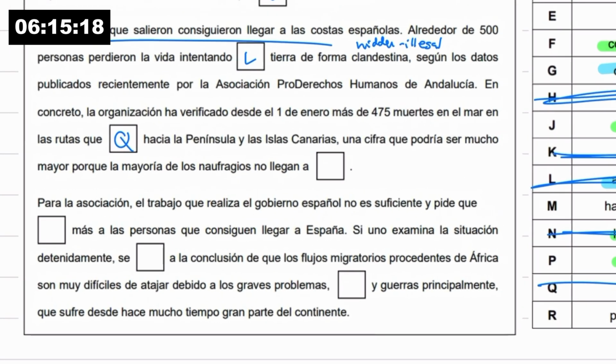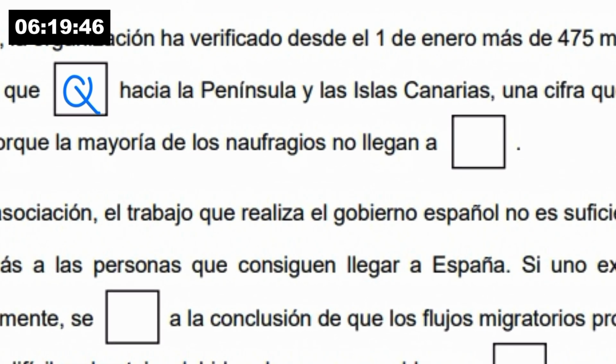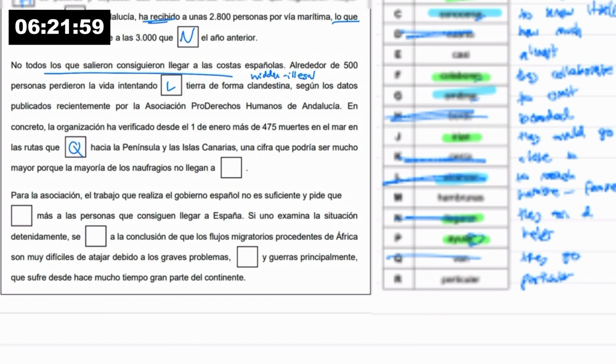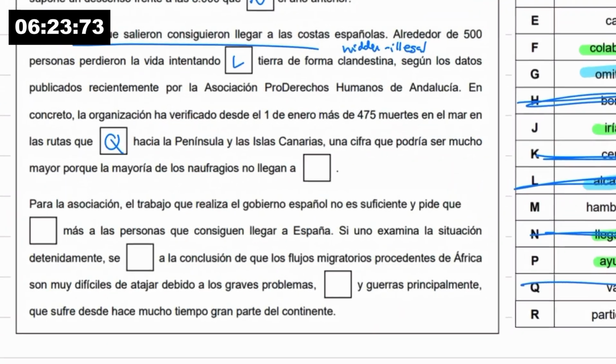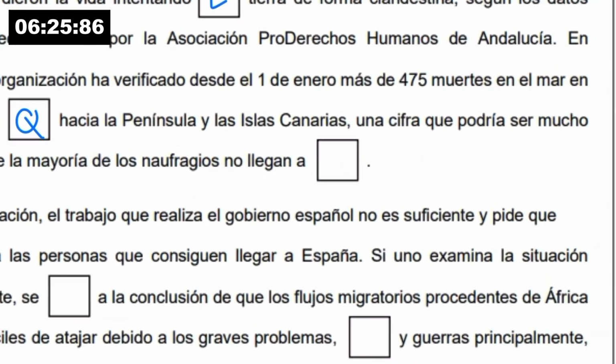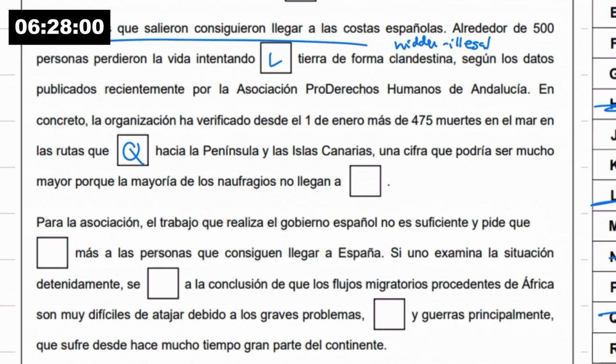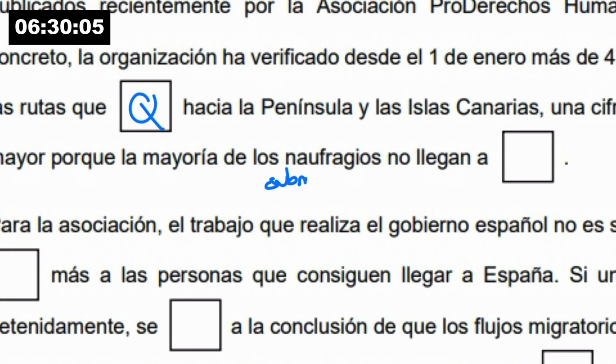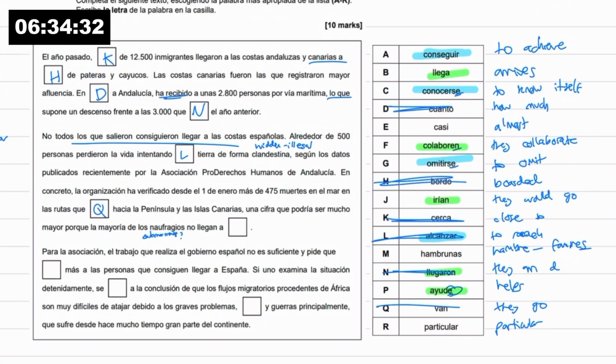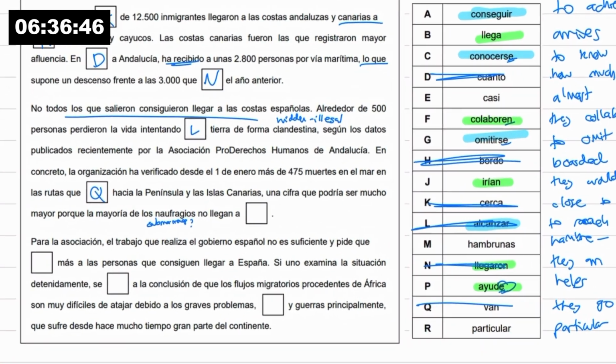Una cifra que podría ser mucho mayor porque la mayoría de los naufragios, what does that mean? I don't know. No llegan a naufragios. Just talking about the sea, isn't it? It's like submarines. I don't know. They don't reach the coast or the country, or una cifra que podría ser mucho mayor porque la mayoría de los naufragios no llegan a.